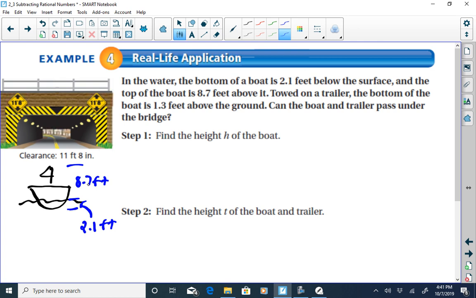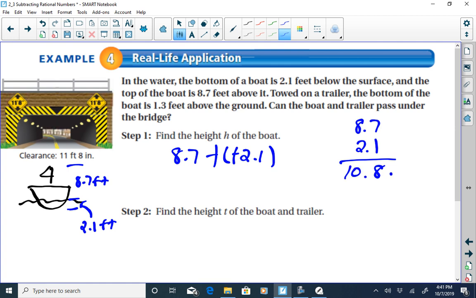So to find the height of the boat, we're going to have to actually take the 8.7 feet, right? And we want to take away the negative 2.1. Now why is it negative 2.1? Because it's below sea level. So I'm going to write 8.7 minus the negative 2.1. When we add its opposite, that becomes 8.7 plus 2.1. I'll do that over here on the side. 8.7, 2.1, that's going to be 8. 8 and 2 is 10. So we get 10.8 feet is the height of the boat.